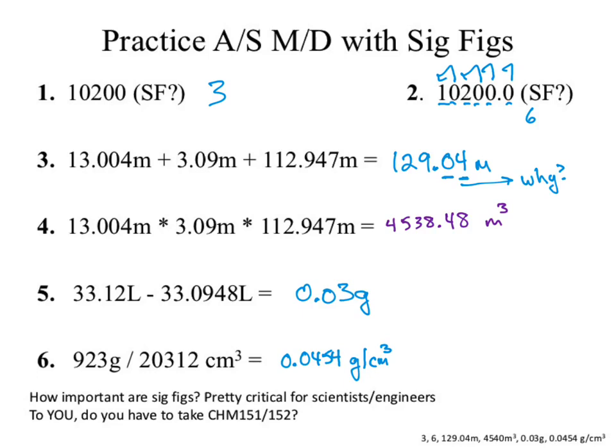For number 3, I saw a lot of people telling me it was 129. That is not correct. Why do you have to include the 0 and the 4? Because for addition and subtraction, it's the decimal place, not the sig figs. For addition and subtraction, it's based off of the least precise place. The least precise place in this case comes in at the tenths location, which means you have to report the 0, 4.